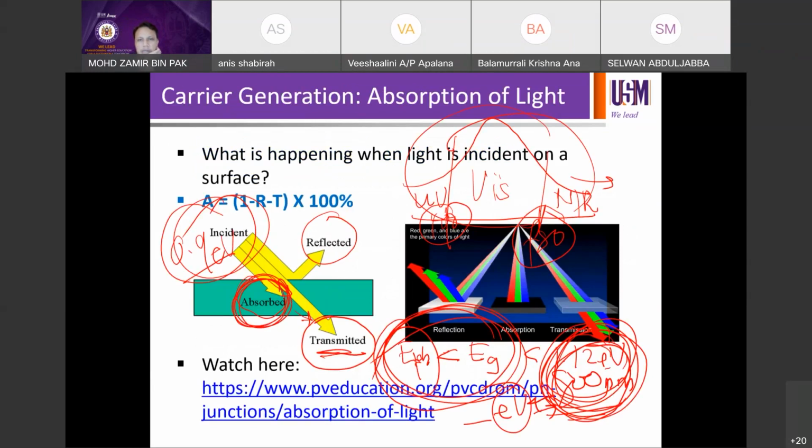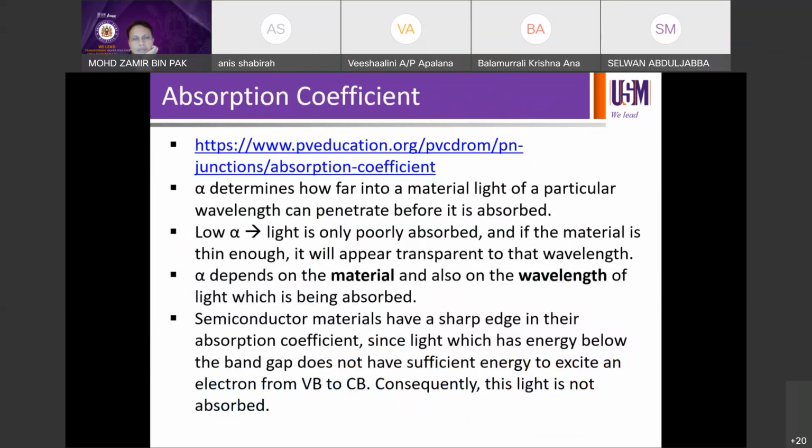Still on absorption of light, different semiconductors have different capabilities of absorbing light, and that is determined by the parameter called the absorption coefficient, or alpha. The higher the alpha, the better the light absorption capability of that semiconductor. The lower the alpha, the poorer the light absorption capability. Alpha determines how far into a material a particular wavelength can penetrate before it is absorbed, how far it penetrates in depth.